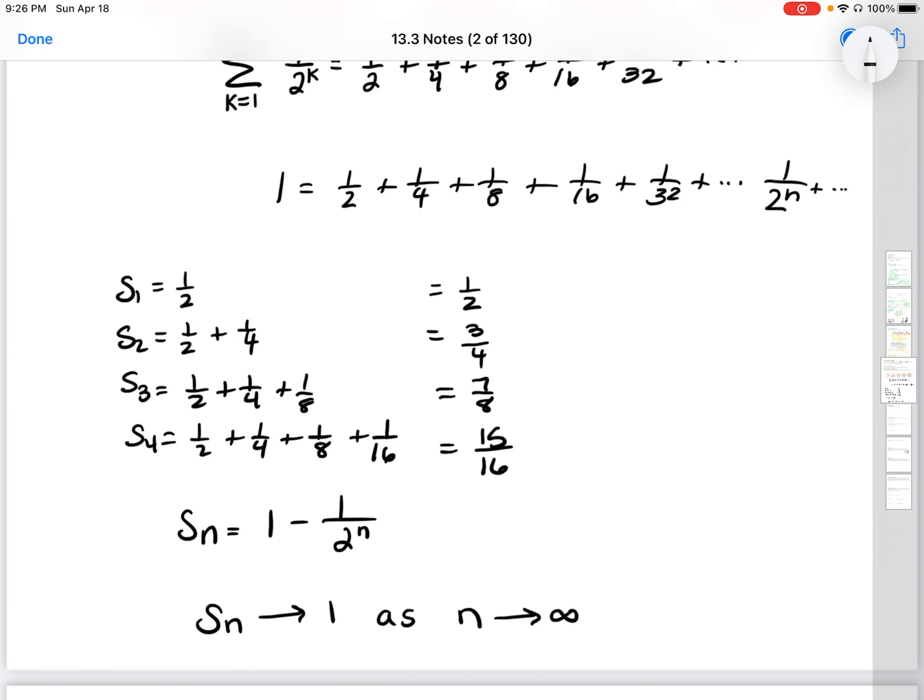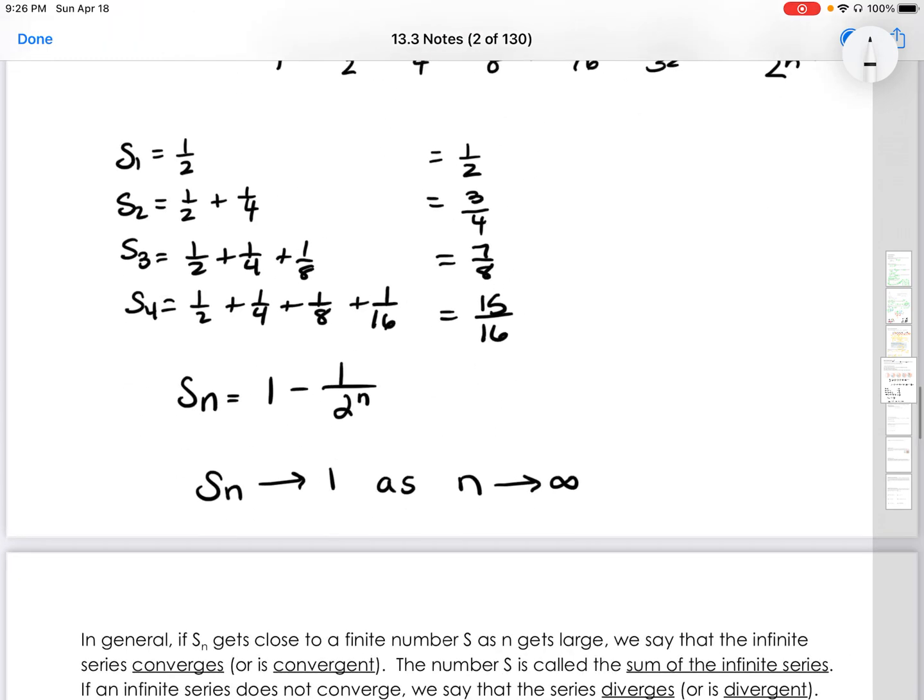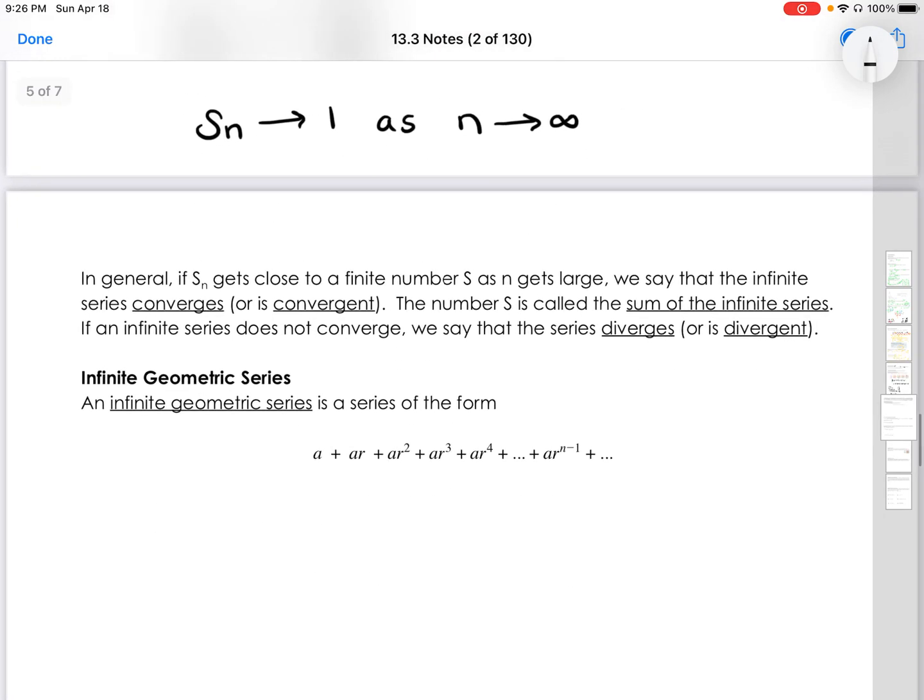So in general, if s of n gets close to a number s as n gets large, we say that the infinite series converges or is convergent. The number s is called the sum of the infinite series. And if an infinite series does not converge, we say that it is diverging or divergent.